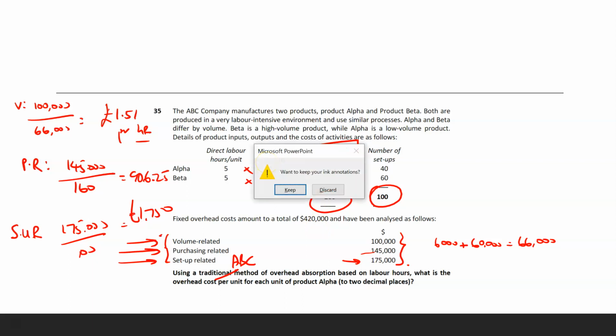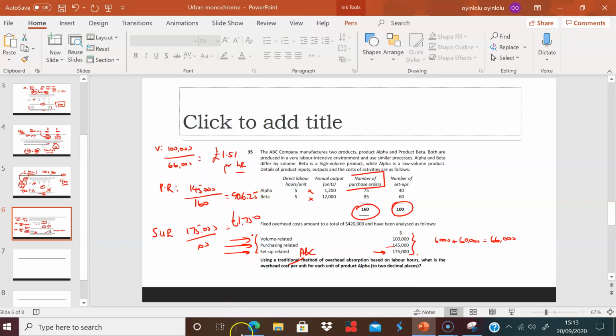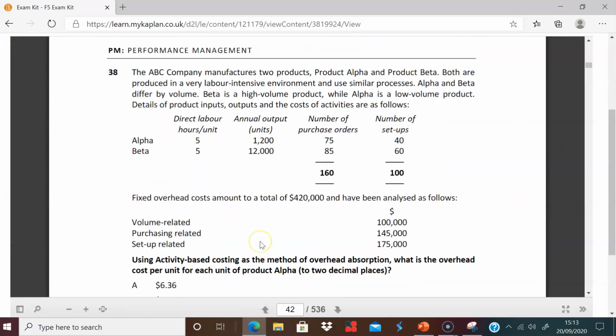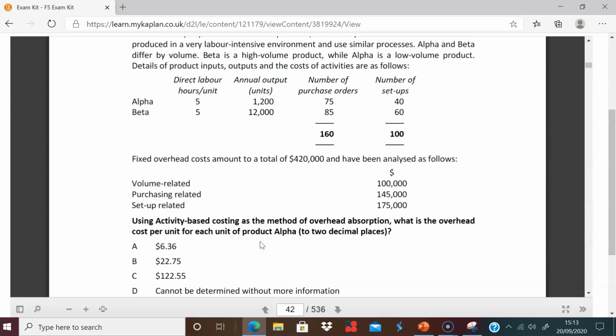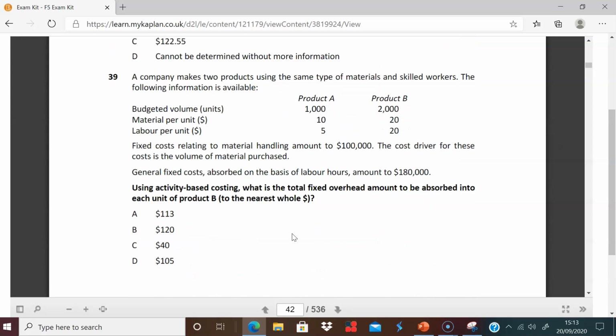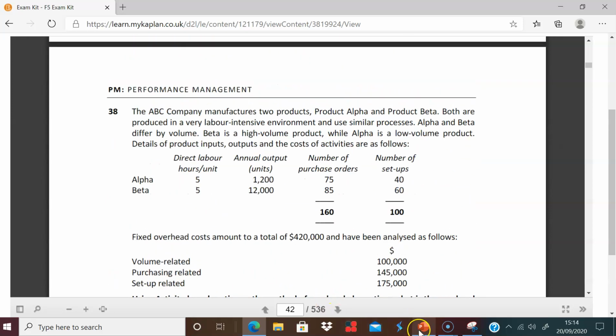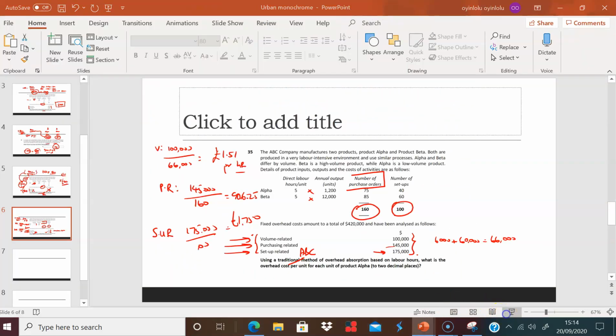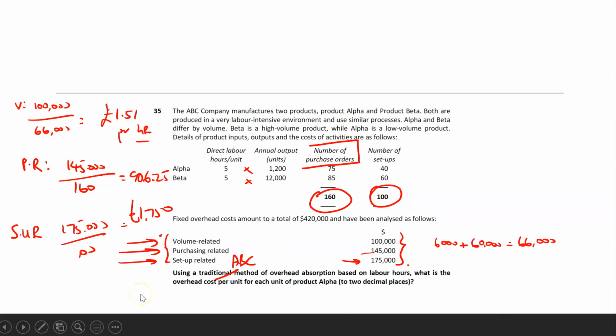Let me just check who I'm doing this for, whether alpha or beta. Give me a second. Question 38: use ABC. What is the overhead cost per unit for each unit of product alpha? Okay, so it's product alpha I'm interested in. So let's look at alpha then. This is alpha here.